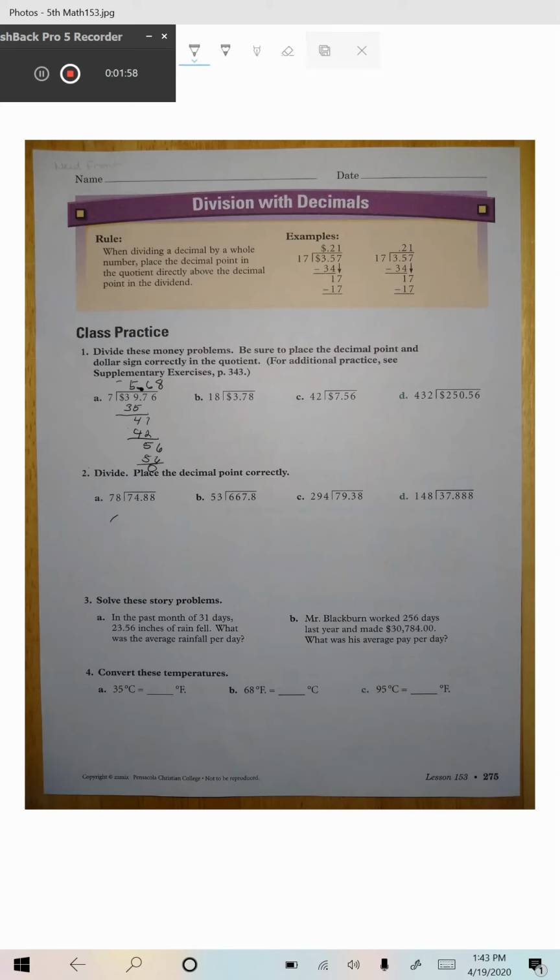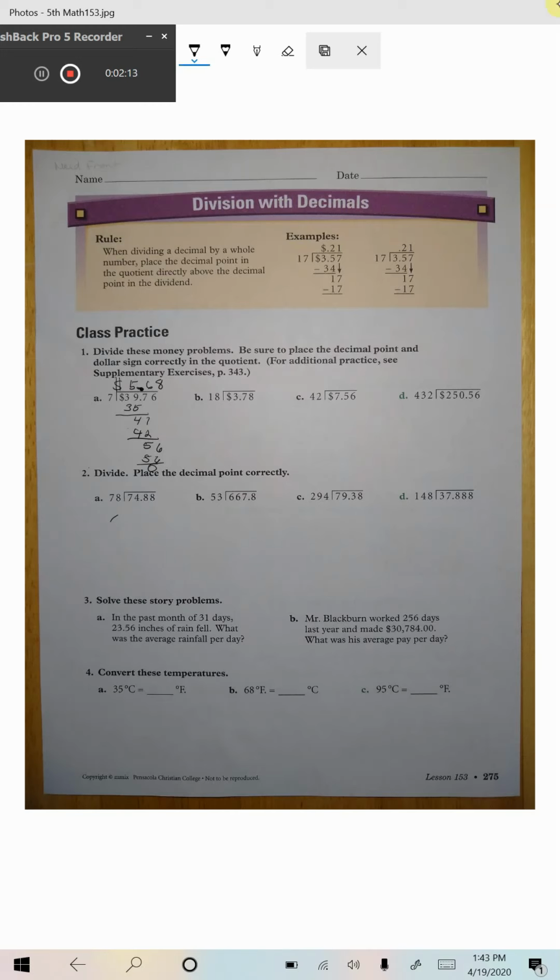Just remember also, this happens to be money. So $39.76 divided up into groups of 7 would make $5.68 in each group. All right, let's look at B.